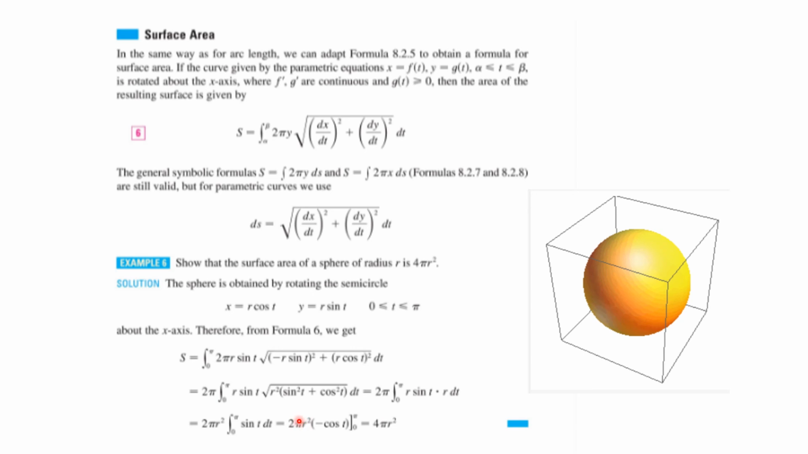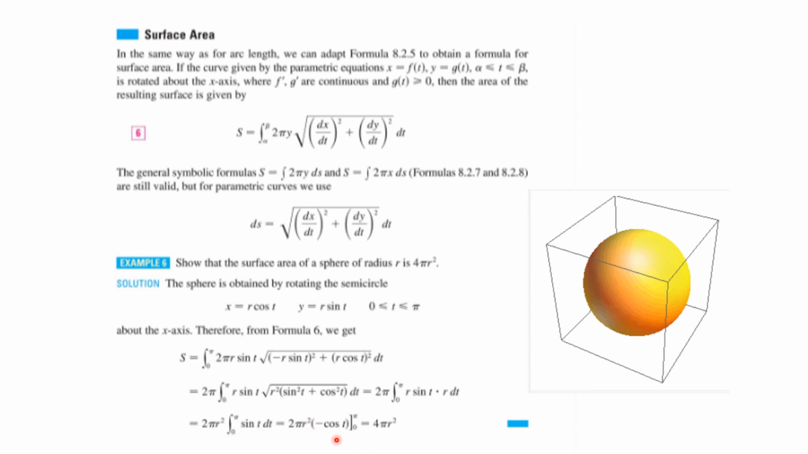So we have r sine theta, but since sine squared plus cosine squared is 1, this is going to be the square root of r squared, which is another r, dt. So you get r times r, which is r squared, and remember that we're integrating dt here. And so I can pull out the r, since it is a constant. I get 2 pi r squared, and then I just do this integral.